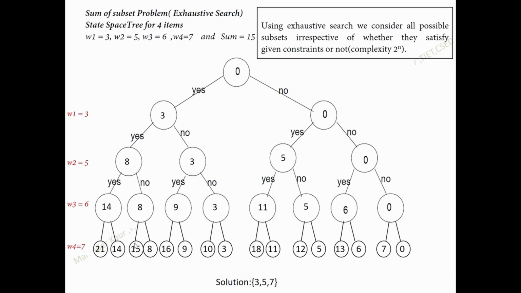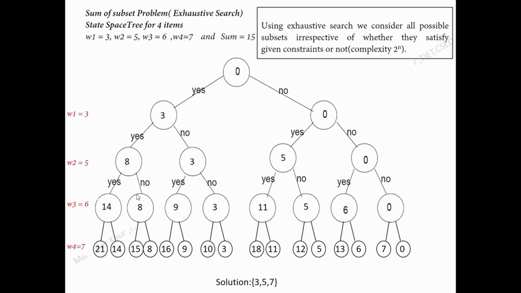And how do we reach this leaf node? You will start with the element with value 3 being chosen, yes. Then the element with value 5 will be chosen, yes. Then the element with value 6 will not be chosen, that is w3 won't be chosen, but the element with value 7 will be chosen. That means we will be discarding the third element from the set, and we get the final solution. Now this is exhaustive search, where we consider all the subsets irrespective of the given constraint.